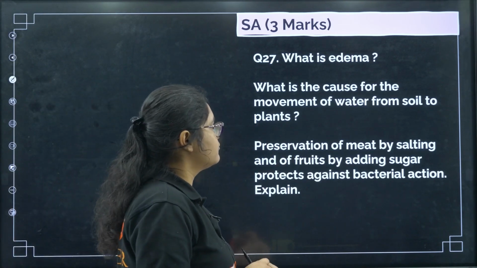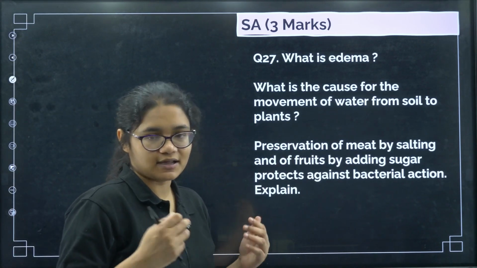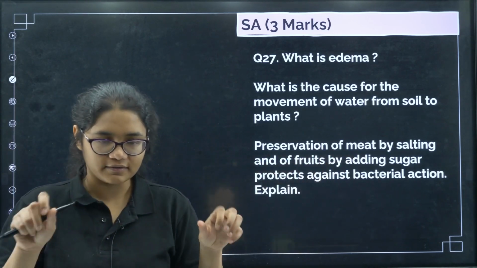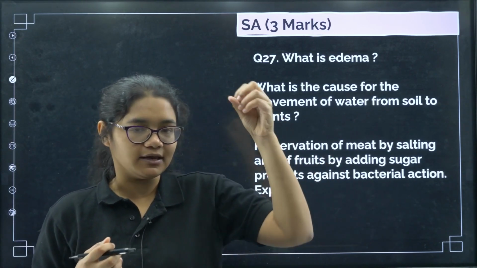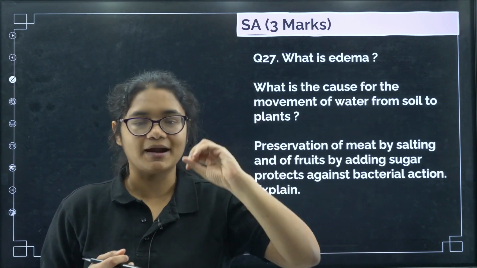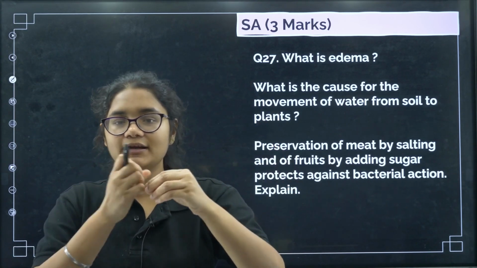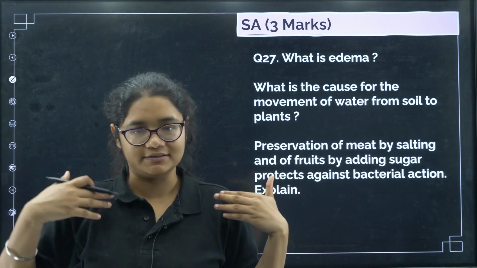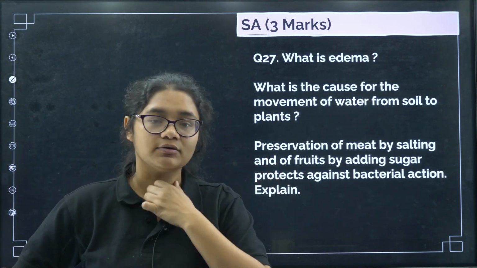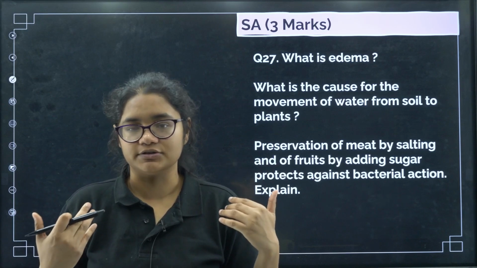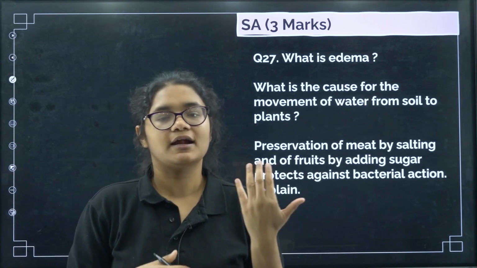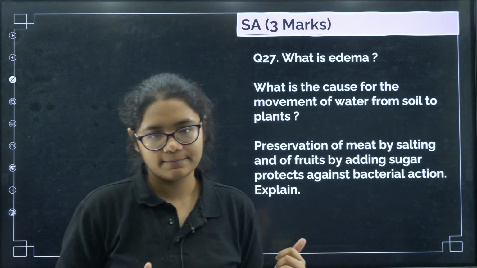Next, the cause of the movement of water from soil to plants, again due to osmosis. Preservation of meat by salting. So when you salt this meat and fruits, if any insects or any bacteria come to that, they will immediately lose their body water. Why? Because outside there is high concentration, inside they have less concentration. So solvent molecules will move, so they will lose the water, and that is why they will shrivel and they will die.